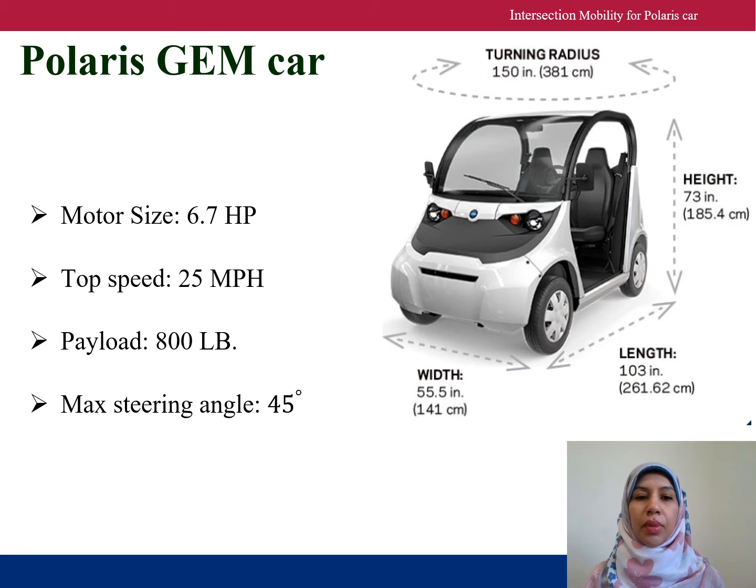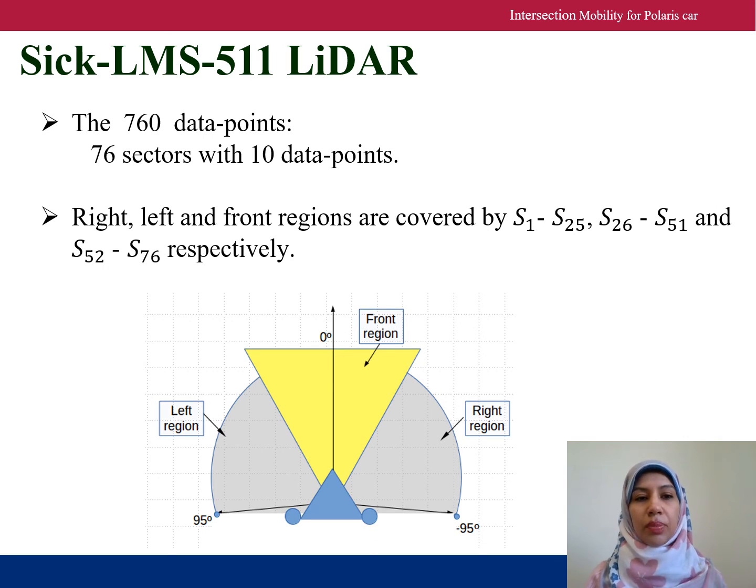The car used in this paper is a Polaris car with a maximum speed of 25 miles per hour and a maximum steering angle of 45 degrees. The LiDAR used in this paper is the SICK LMS 511 LiDAR, which covers 190 degrees, from -95 to +95. This LiDAR emits 760 data points covered by 76 sectors. The left and the right regions will cover 25 sectors, whereas the front region will cover 26 sectors.